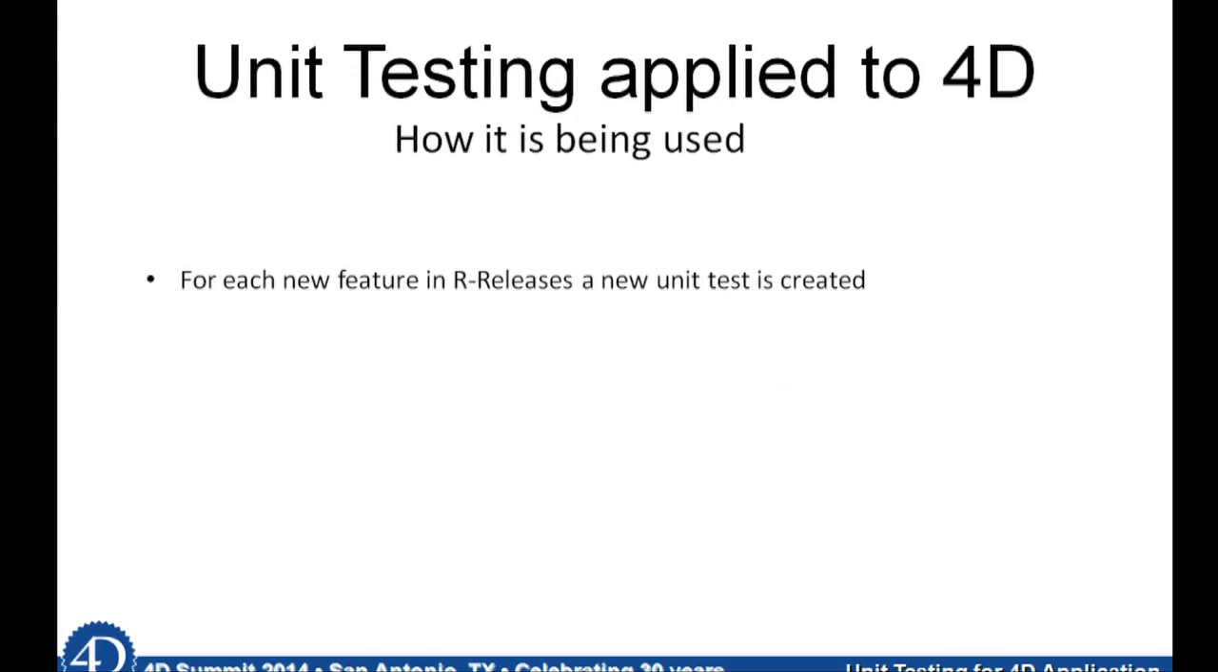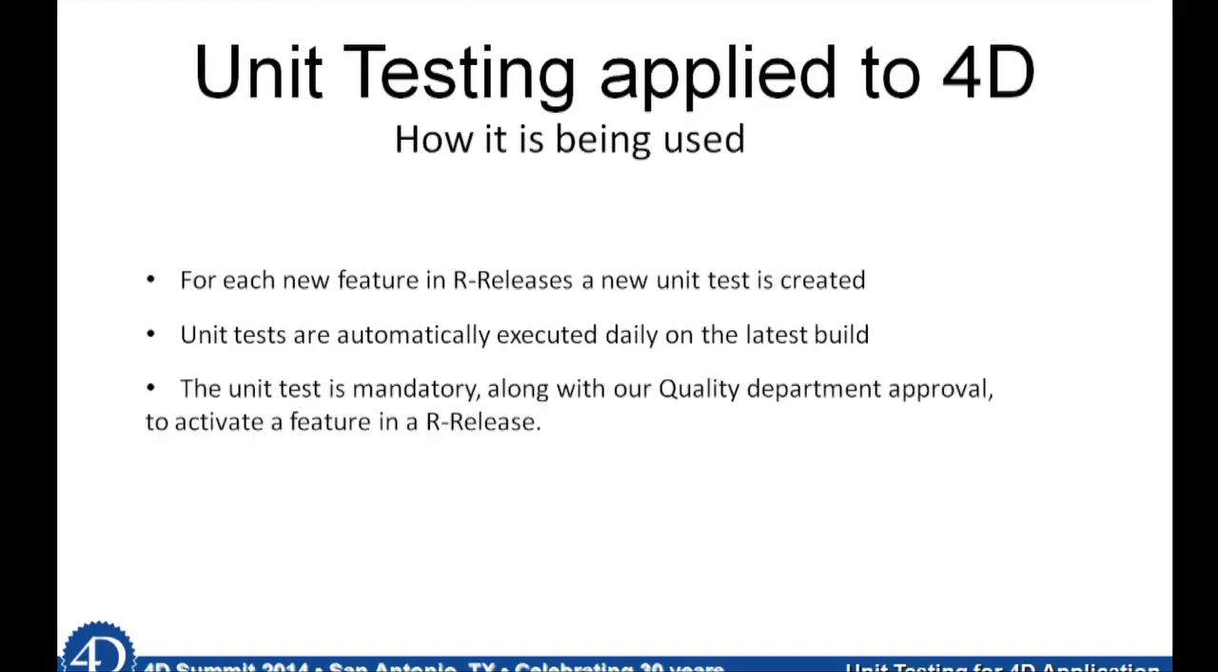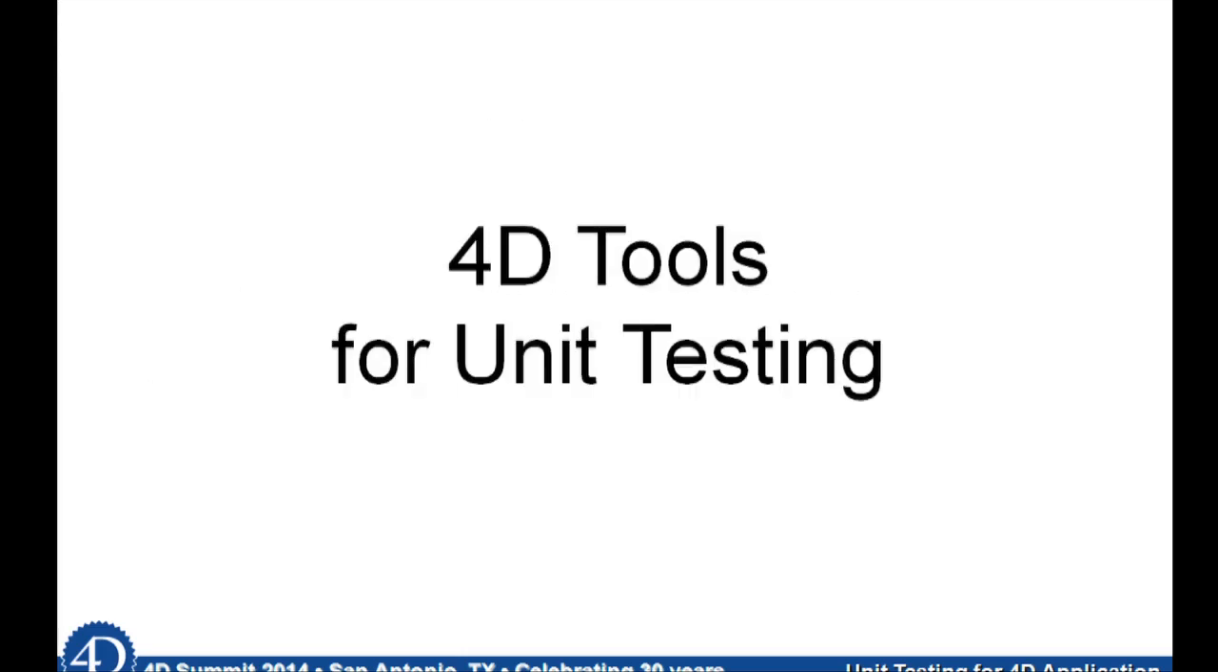Every time we release, or every time we work on a new feature in our release cycle, the developer also writes a unit test. Okay, that's mandatory, right? We're not shipping anything. Actually, we're not even activating a feature in our release, even in beta mode, if the unit test is not done and passing and successful. Also, we execute our unit tests on a daily basis. Like I said, that's mandatory. Of course, on top of the unit test, we also need a stamp from our quality department to make sure, okay, good to go.